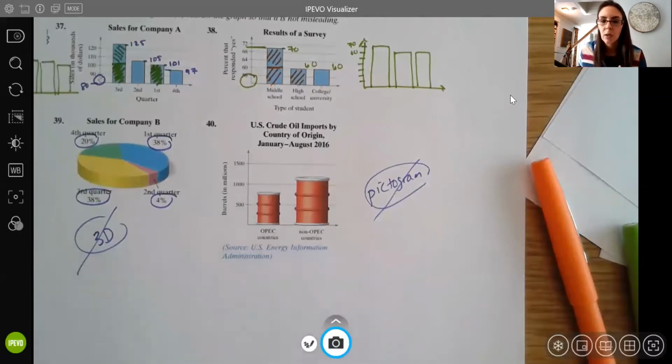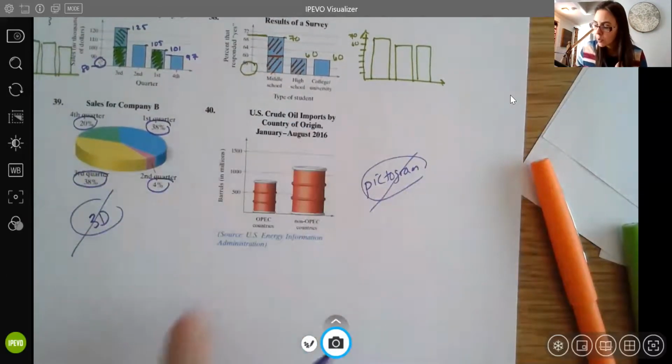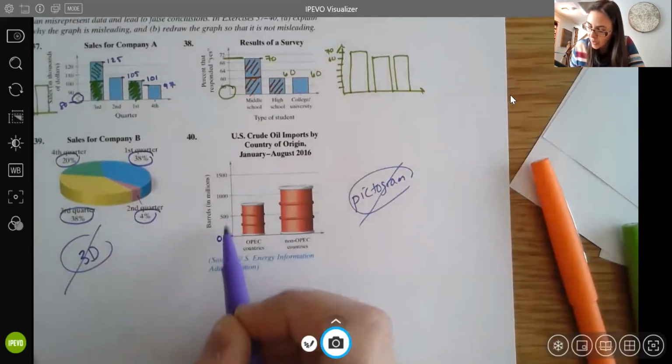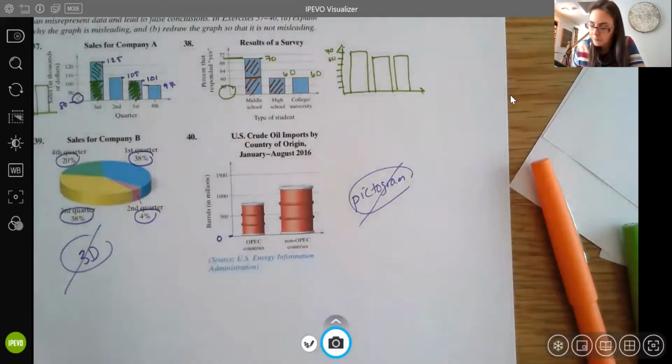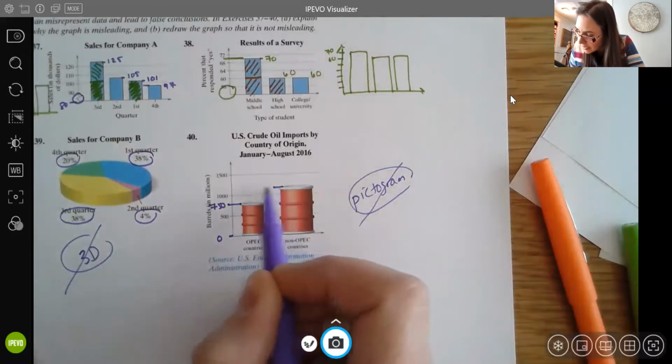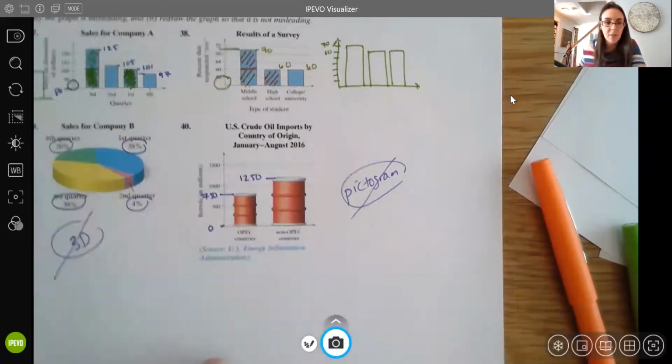This is great. So here we're talking about oil imports. They're using a barrel of oil to represent the height. Now, this one does start at 0, so it's doing well, right? Because you have 500 as your scaling in each case. This height looks like it's about 750. And I'm going to estimate this height is about 1250 or something like that.